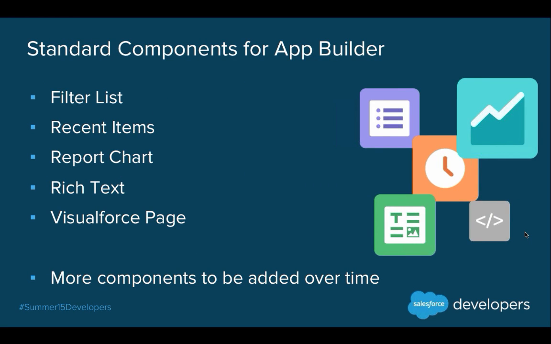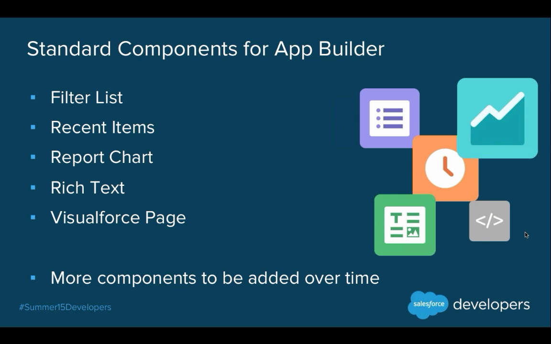Now, the standard components that we provide for you in this GA release of the App Builder, there are 5 standard components there. It may seem like a relatively small set, but they're pretty rich multifunctional components there, so you can build some pretty rich applications. For example, that filter list component there actually allows you to tap into any of your saved shared filter lists for virtually any standard or custom object. So you can do some really powerful things with it.